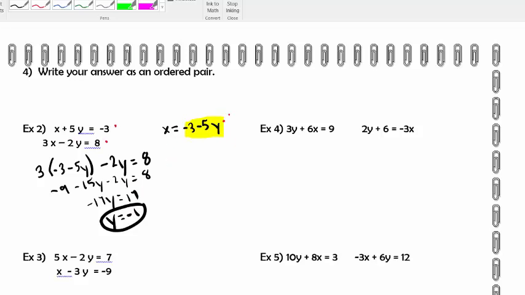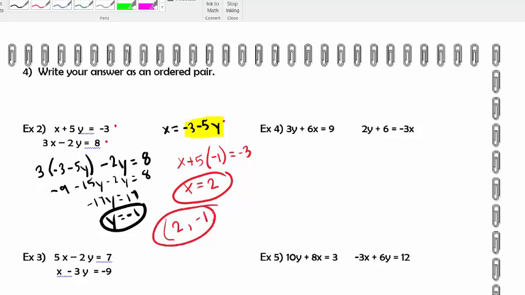So I usually like to do the first one. So I'm going to do x plus 5, but this time I know y is negative 1. And then if I were to solve that, I will end up getting positive 2. So my answer as an ordered pair would be 2, comma, negative 1. So just make sure if it says write your answer as an ordered pair, you want to make sure you do that step.